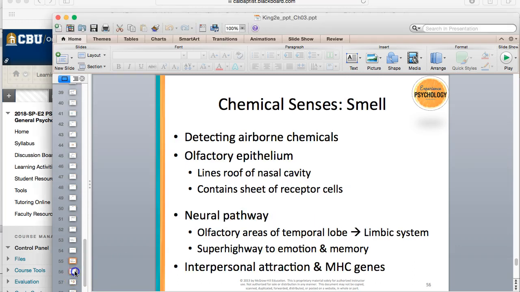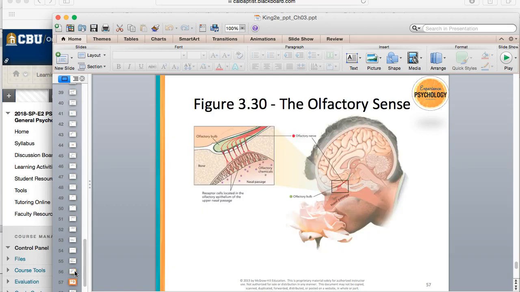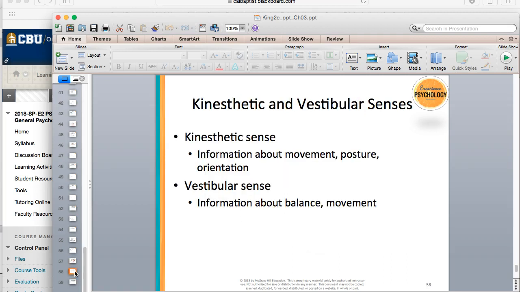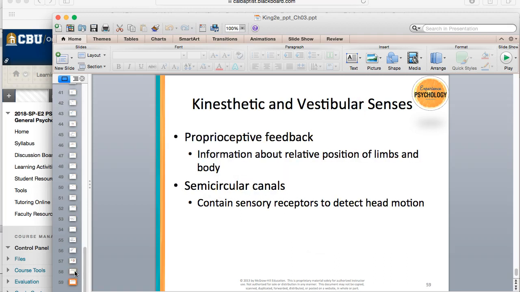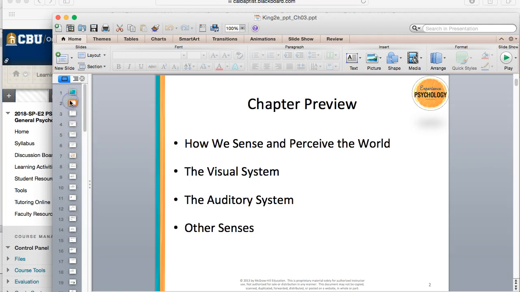Let's see. Next slide. Detection of airborne chemicals, olfactory epithelium, neural pathway. Yeah, I'm just going to pass over these. And I think that's it for the senses. Like I said, basically it's just an overview of what you've learned thus far in your careers, in terms of sight, taste, touch, different things like that.